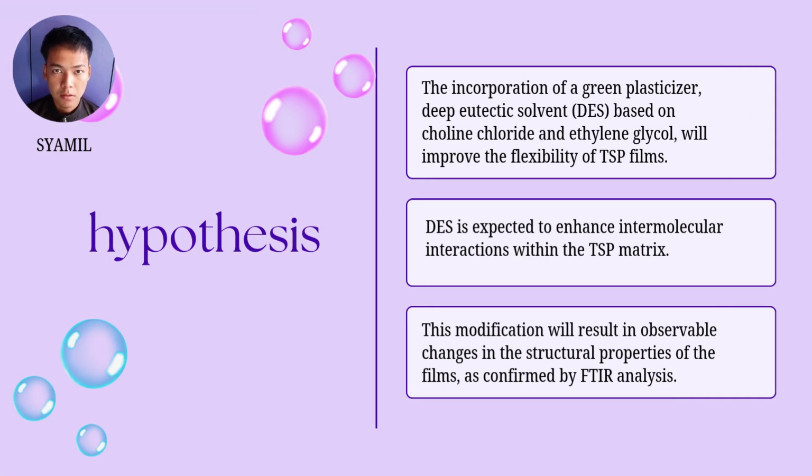Hypothesis. There are 3 hypotheses in this study. First, the incorporation of a green plasticizer, deep eutectic solvent or DES, based on choline chloride and ethylene glycol, will improve the flexibility of TSP film. Second, DES is expected to enhance intermolecular interaction within the TSP matrix. Lastly, this modification will result in observable changes in the structural properties of the film, as confirmed by FTIR analysis.